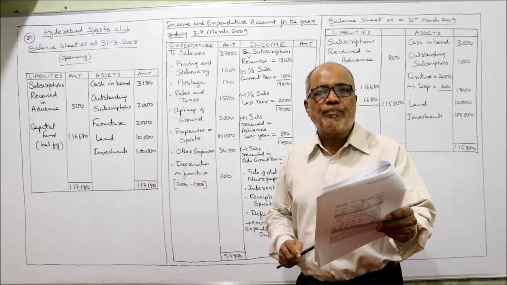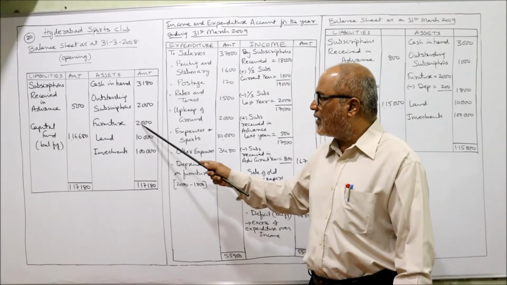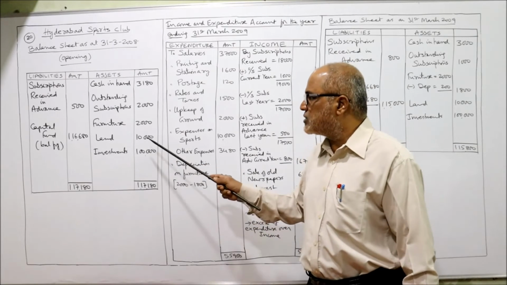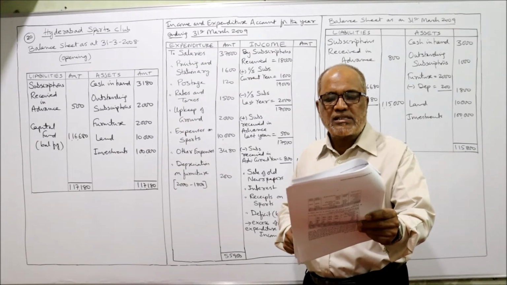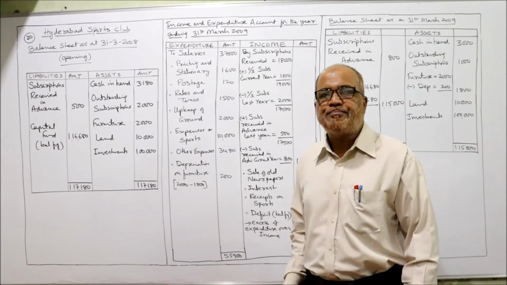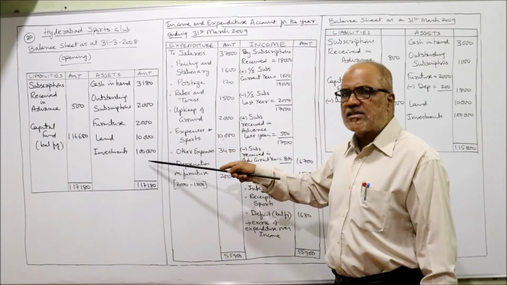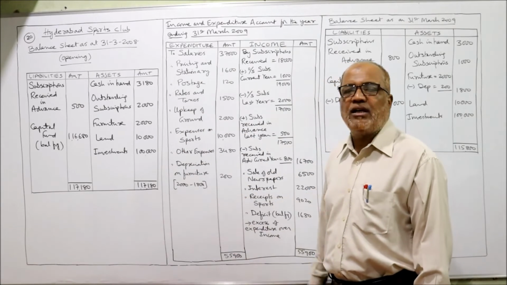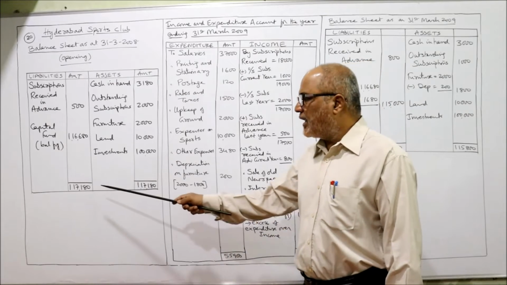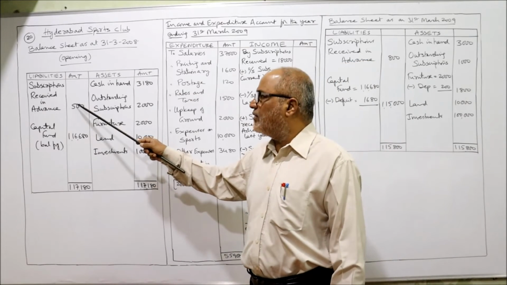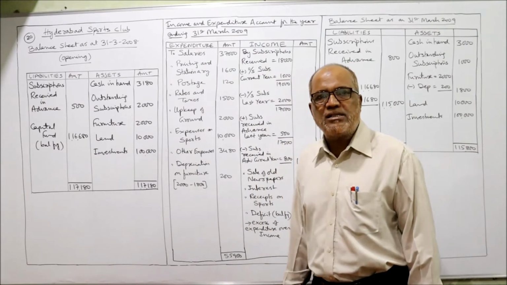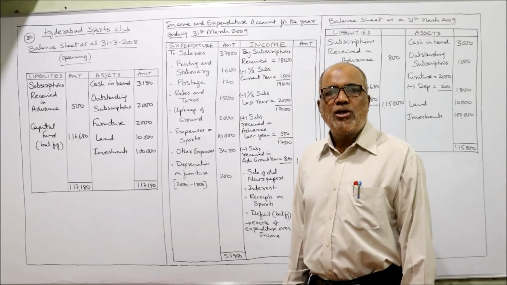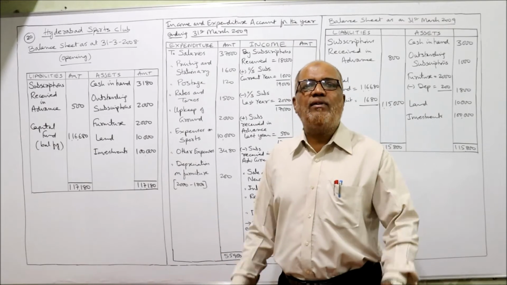Next comes furniture. Last year furniture 2000, furniture is an asset. Then land, last year land 10,000. Investments last year 1 lakh, I have taken 1 lakh. So last year's assets and last year's liability. Take the total of assets, 1,17,180. From 1,17,180 deduct 500 rupees, capital fund, balancing figure, 1,16,680.